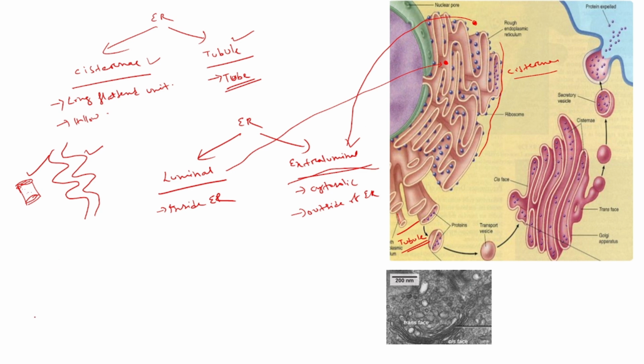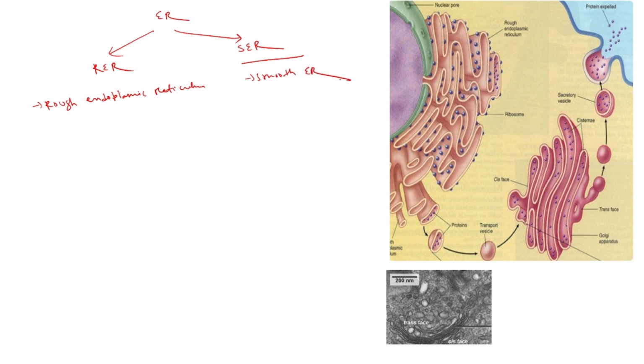So now come to the major structural difference of the ER. The ER can be divided into two parts. One is called the RER and another is called the SER. The RER is the rough endoplasmic reticulum and the SER is the smooth endoplasmic reticulum.